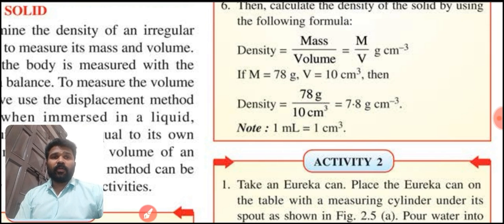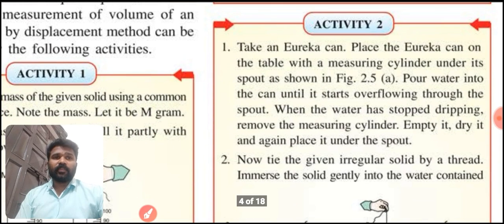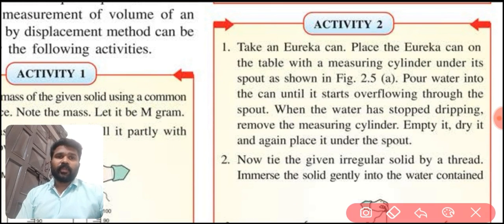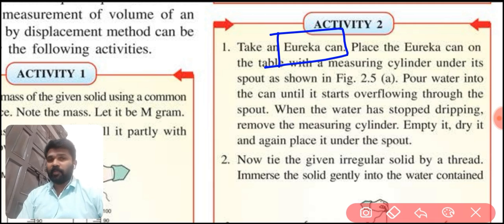Now we will discuss activity 2. Take one Eureka can. Already we have discussed the Eureka can, maybe you are familiar now. Place the Eureka can on the table with a measuring cylinder under its spout. Pour water into the can until it starts overflowing through the spout. When the water has stopped dripping, remove the measuring cylinder, empty it, dry it, and again place it under the spout.